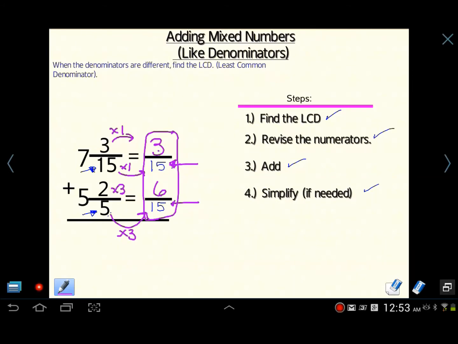3 plus 6 is 9, and not so fast. Don't add these. Do not ever add them. 15 is just the way it is. And then add the whole numbers. Don't forget about them. Sometimes people forget about them. But 7 and 5 is 12.